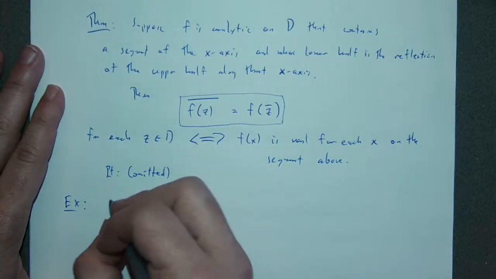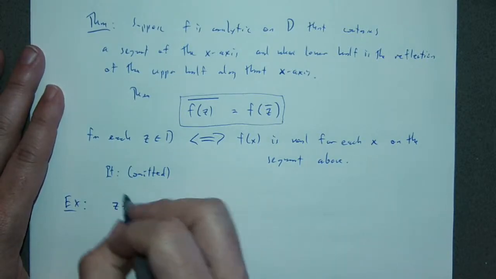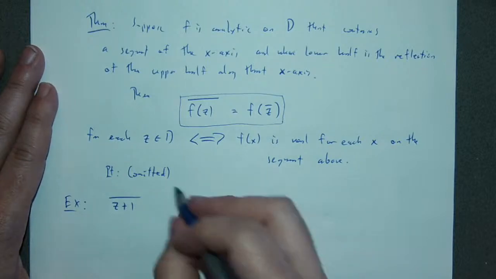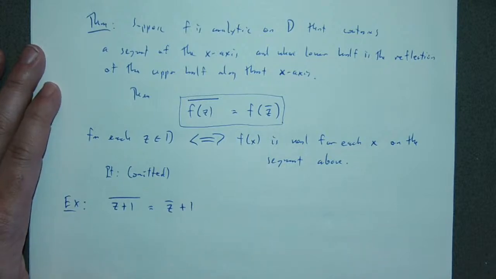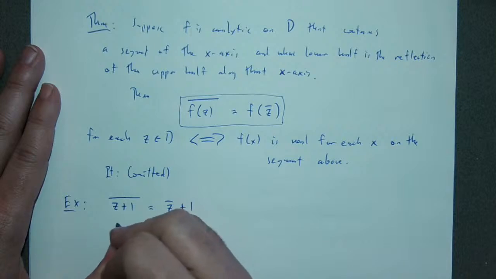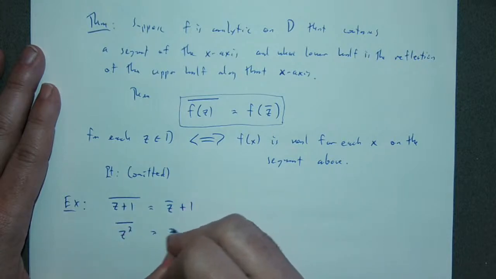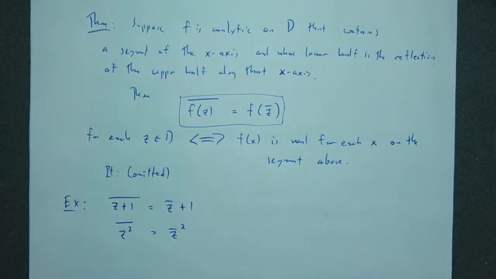So notice if I have the function z plus 1 and I compute its conjugate, well, actually this is equal to the conjugate of z plus 1, right? And also, if I look at z squared and I take the conjugate of that, that is equal to the conjugate of z squared. Okay? So this works, right, for all z in the plane, right? And so what does this mean in the context of this theorem?